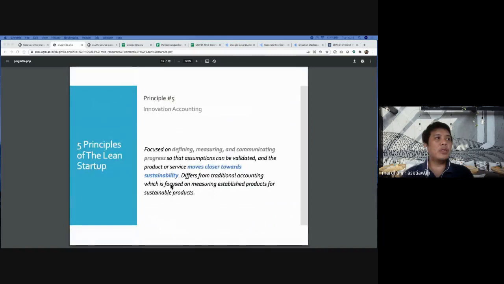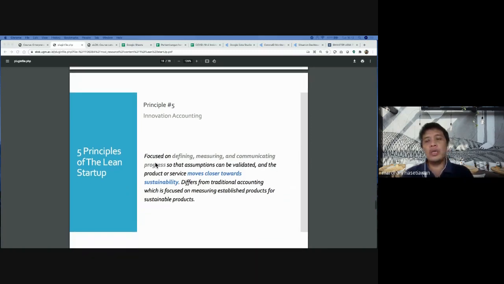And the next principle is innovation accounting. This focuses on defining, measuring, and communicating progress, so that assumptions can be validated and the product or service moves closer toward sustainability. It is different from traditional accounting, which is focused on measuring an established product. It means moving closer toward a sustainable, long-term business model. So that would be very important.